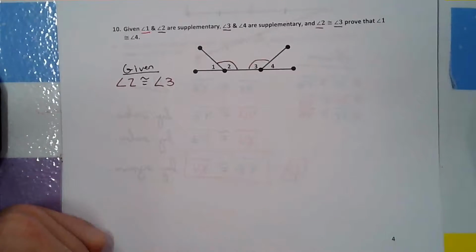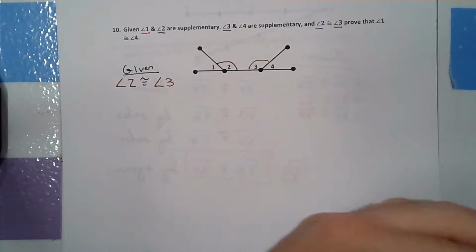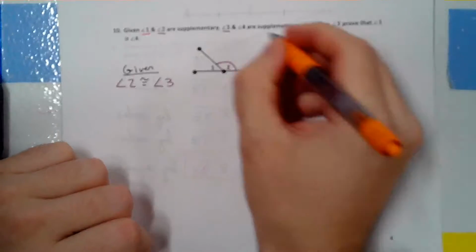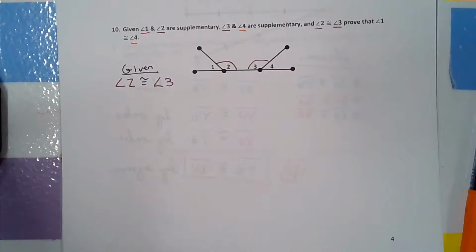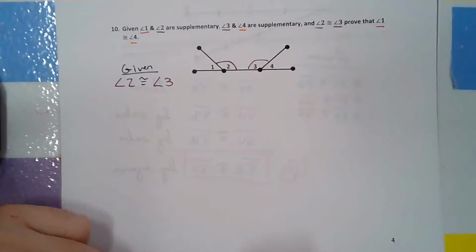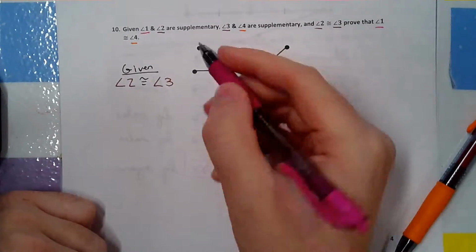4. What color do you want? Courtney! What do you want? Angle 4 is orange. Oh, I missed one, didn't I? All right, cool. So 4 is orange. 1 we said was pink.